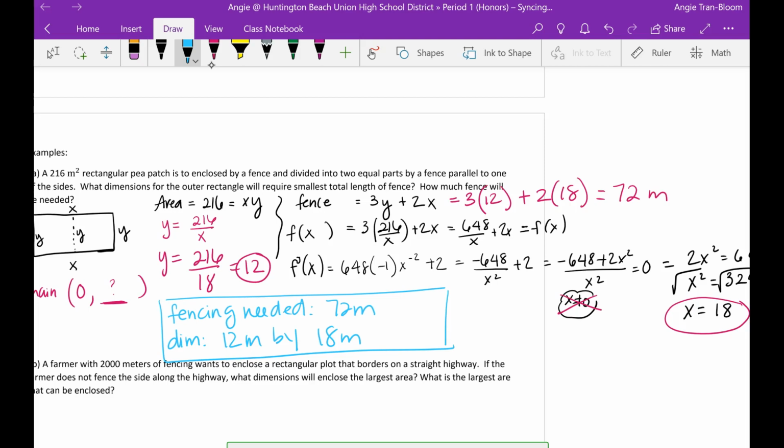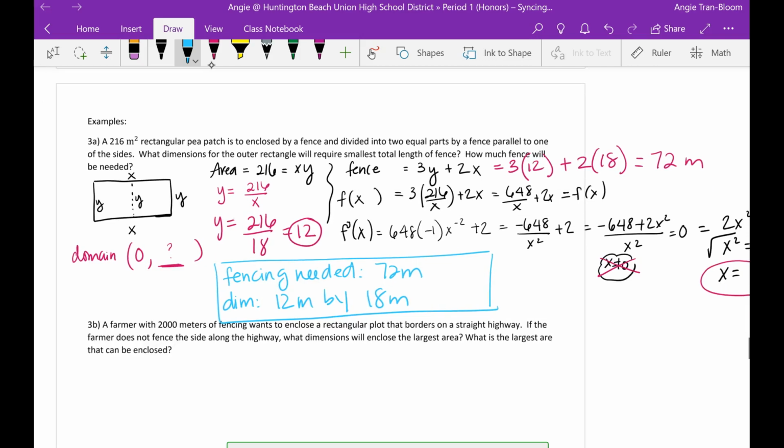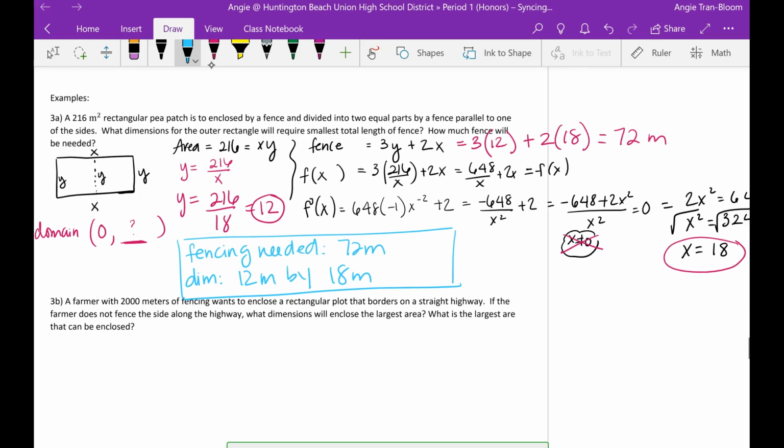Does it matter if you put 18 by 12 or 12 by 18? No, it doesn't matter. Yeah. So even if we do it with volume, you can do length by width by height or any way around. Okay. Okay, am I going too fast?